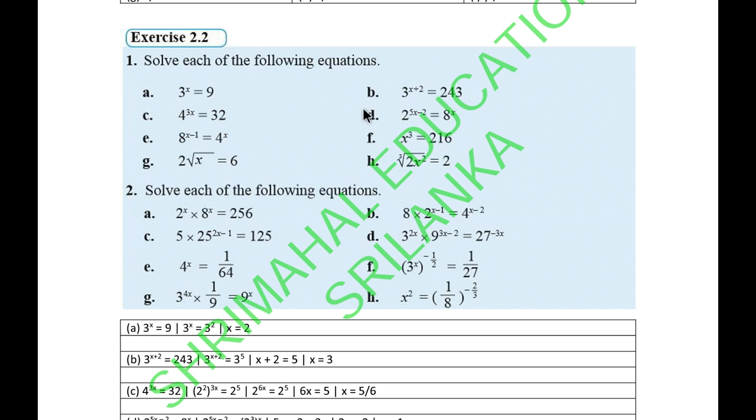Today I am going to explain how to complete exercise 2.2 in Unit 2, grade 11. This is about logarithms and indices, part 1. The first question says, solve each of the following equations. So I'll show you how to do this.